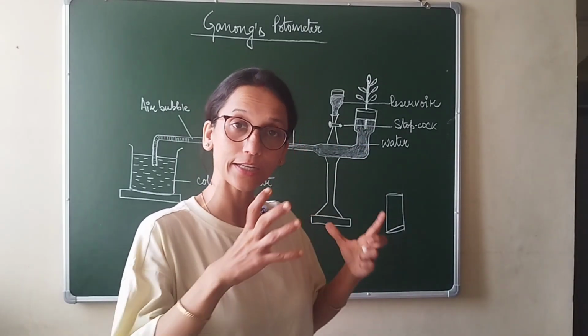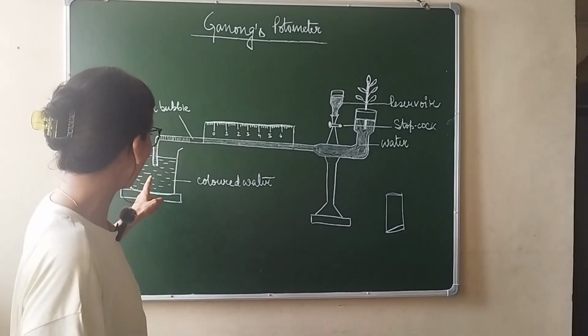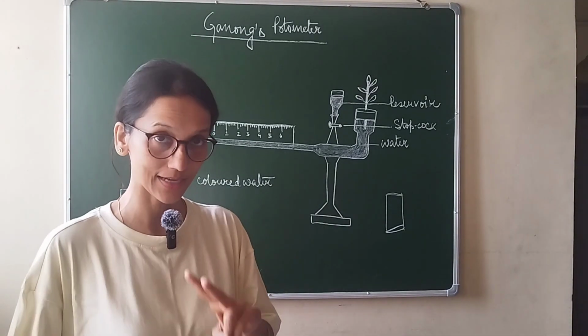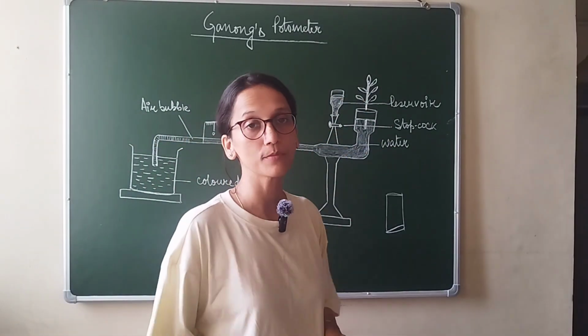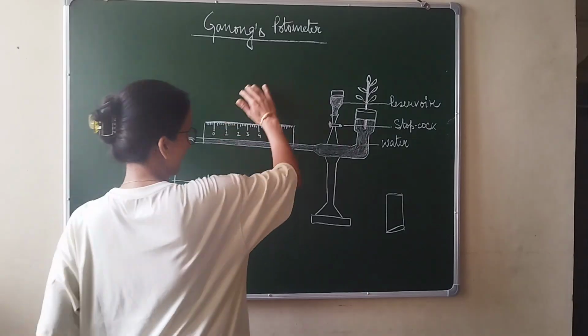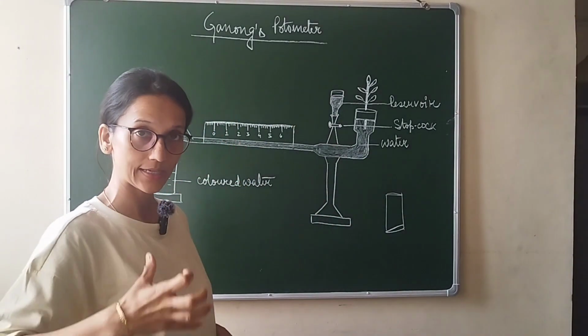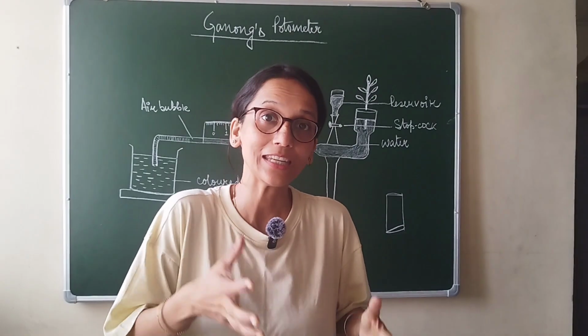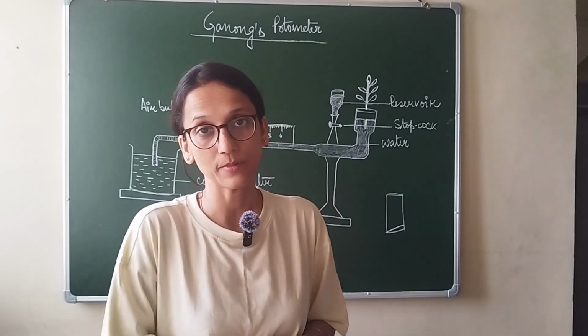Okay, now let's discuss the limitations of Ganong's potometer. Entering an air bubble into the capillary tube is not an easy task. It's quite difficult. Second, the plant twig may not remain fresh throughout the experiment. And number three, if there are changes in the air around this experimental setup during the experiment, then it may affect the experimental results.